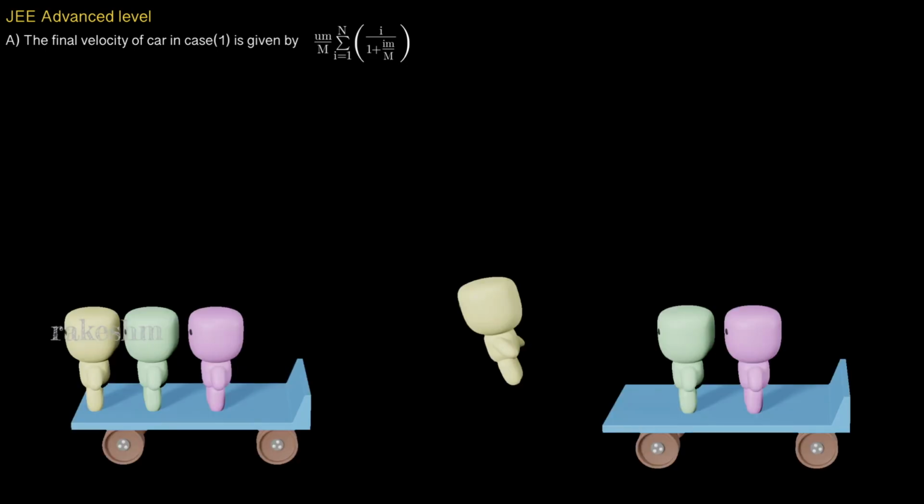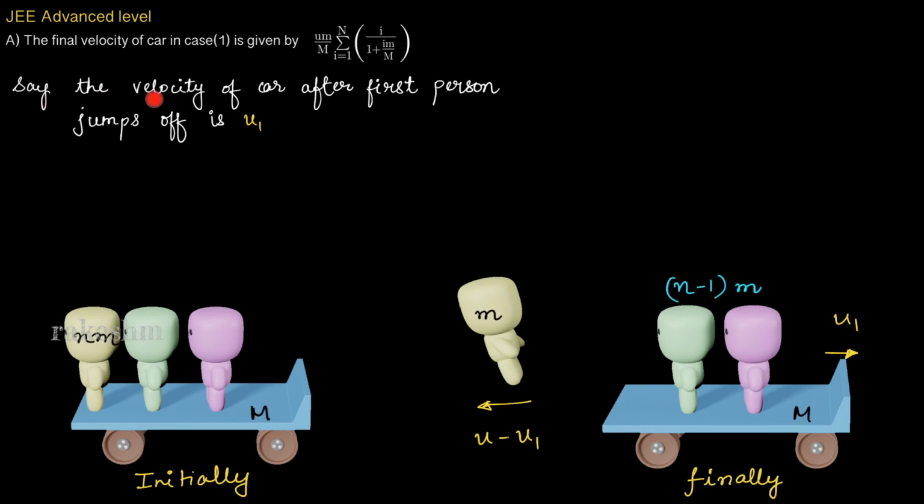Let us first calculate the velocity of this cart after the first person jumps off. Say the velocity of the car after the first person jumps off is u1. So this is the initial case. The railway car and the persons on the railway car are at rest. Finally, the first person jumps off the car and the car gets a velocity u1 to the right.